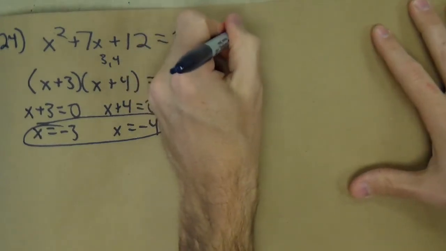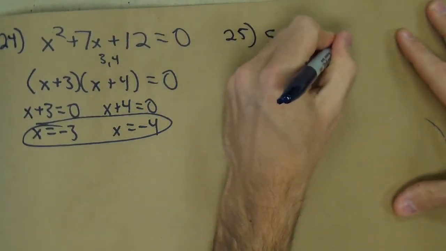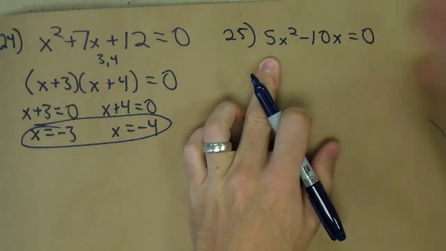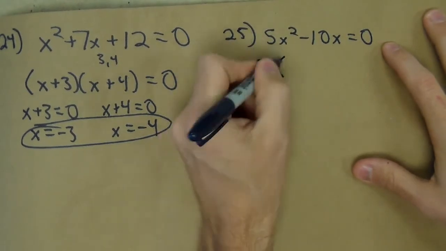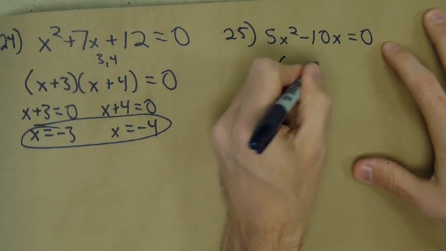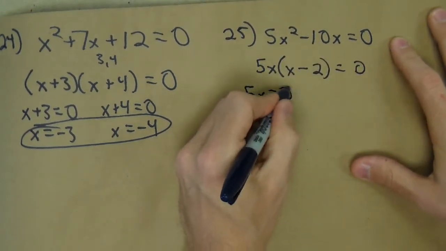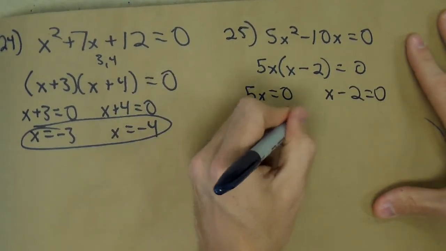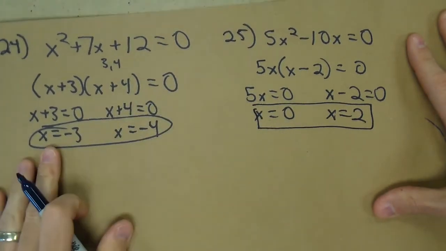If we go to 25, we have 5x squared minus 10x equals 0. Now it's not a quadratic three-term trinomial, but what I can do is take out a 5x. If I take that out of the first term, I'm left with an x, and the second term I have a minus 2. Now I set 5x equal to 0 and x minus 2 equal to 0. So x equals 0, x equals 2. They're my two solutions.